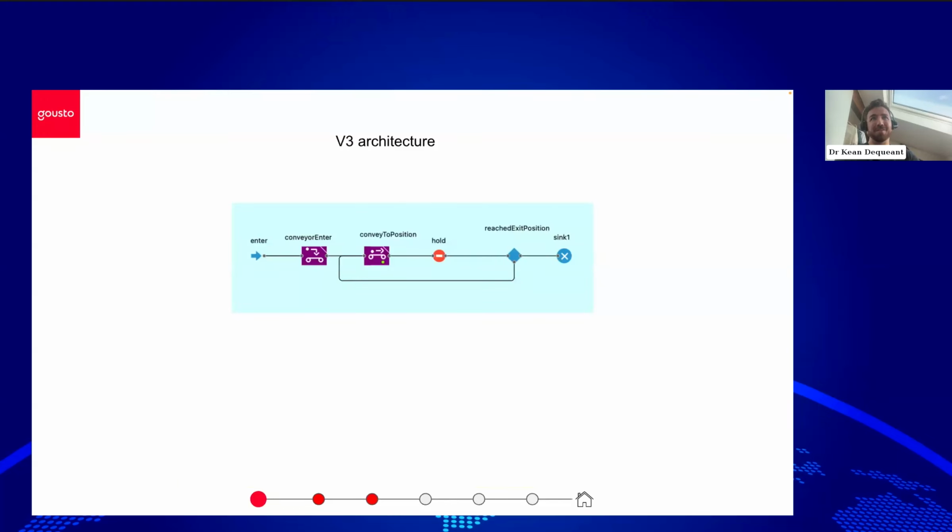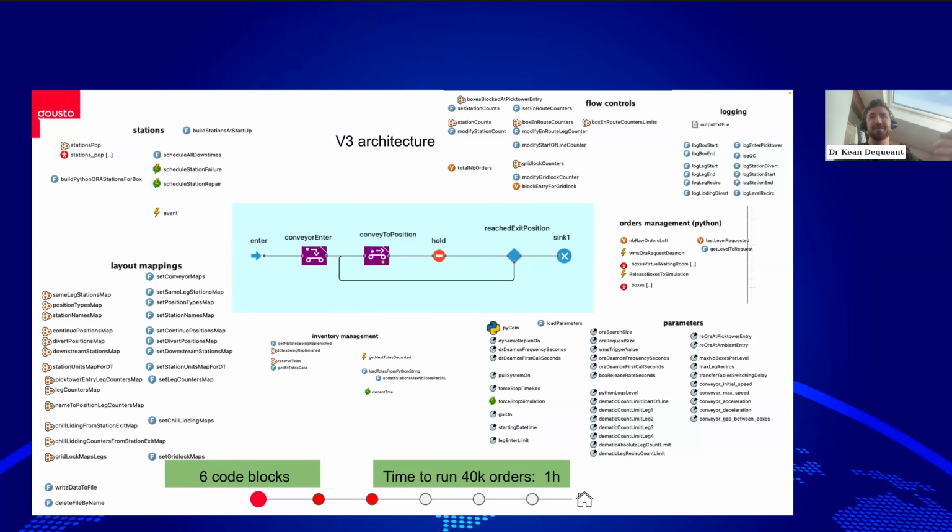And so now the flowchart looks like this. I have only 6 code blocks, and it takes about 1 hour to run 40,000 orders through the simulation. Of course, it comes at a compromise. Everything you code in code blocks, you have to code in functions, objects, triggers, dynamic events, and these kinds of things.